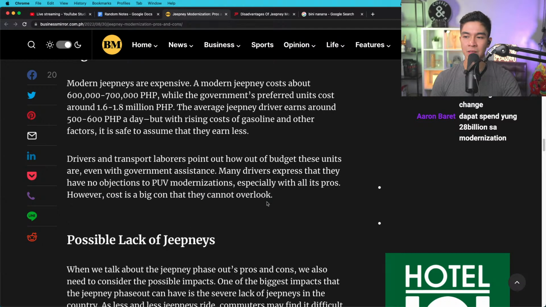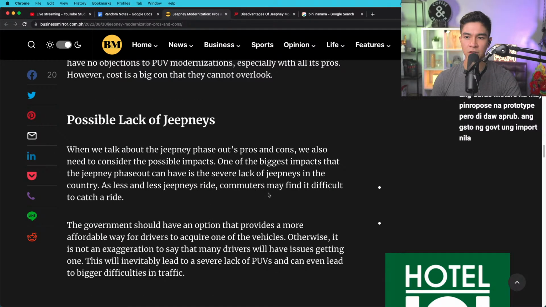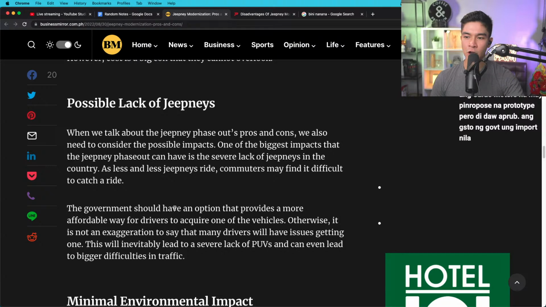And then, possible lack of jeepneys. Ang dami palang cons. Way more than just the expense. When we talk about the jeepney phase-out's pros and cons, we also need to consider the possible impacts. One of the biggest impacts the jeepney phase-out can have is a severe lack of jeepneys in the country. As less and less jeepneys ride, commuters may find it difficult to catch a ride. The government should have an option that provides a more affordable way for drivers to acquire one.